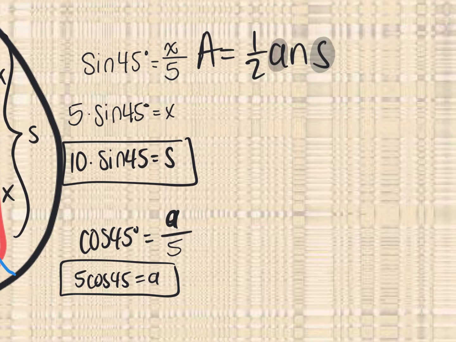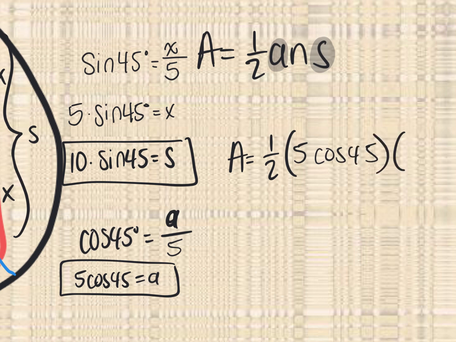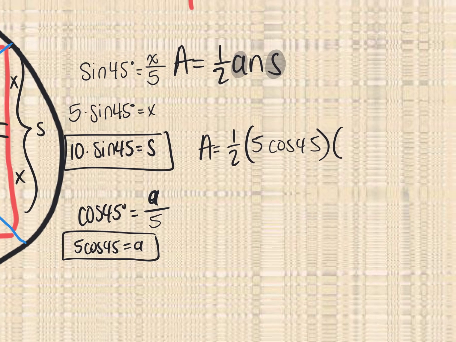All we do from this point, guys, is we plug them into our formula and we find out what our area is. So area is going to be equal to 1/2. What did I find little a was? What am I replacing a with? 5 cosine of 45. What am I replacing n with? What was the number of sides? 4. And what am I replacing s with? 10 sine 45 degrees.